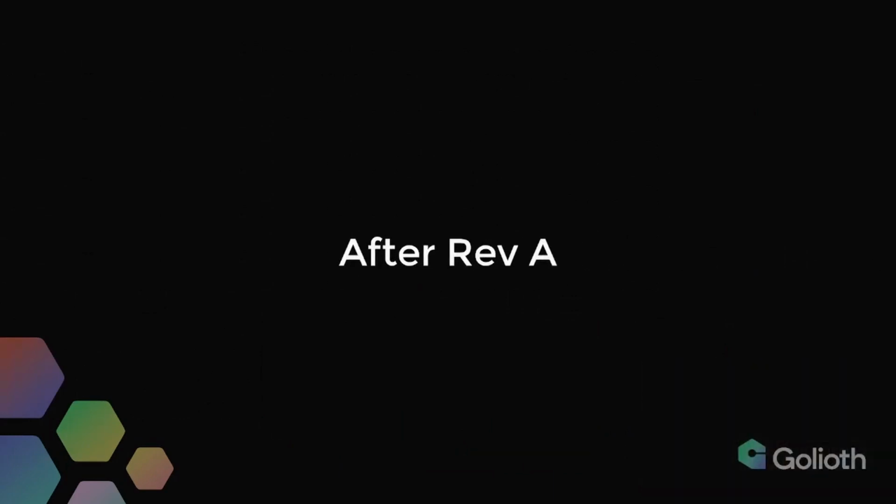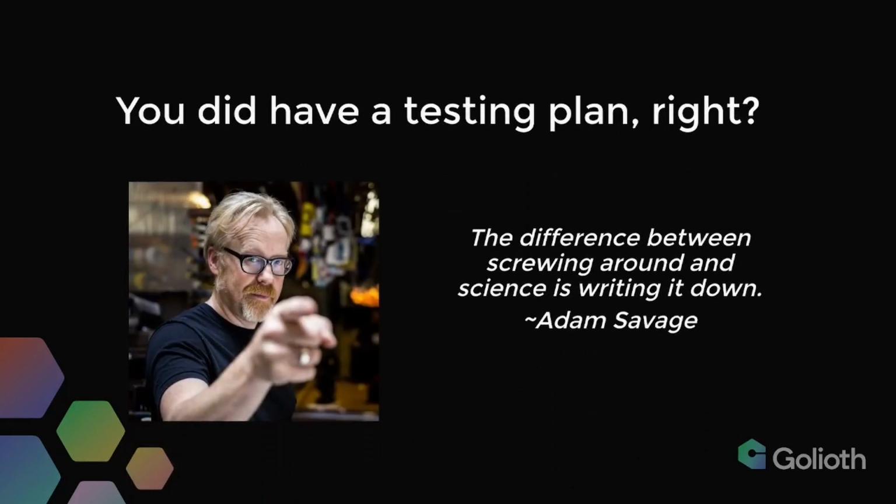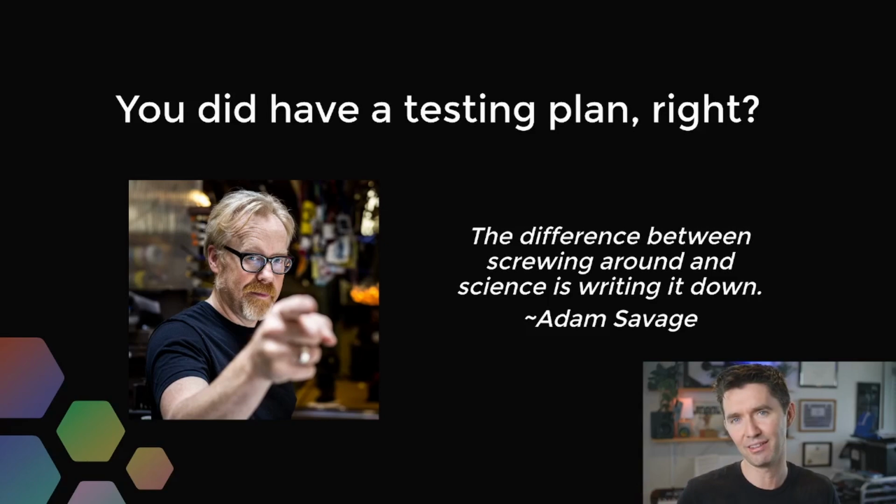Okay, so you've gotten through all of your Rev A testing, you've gotten out in the field, you think you're at the point where you've run through all your different tests, you check your testing plan, of course, and you make sure that you actually covered everything that's in there. And this is where I will call out once again, you did have a testing plan, right? Because if you thought at the beginning, well, I'll just kind of figure it out, there's no big deal, I know what I need to be testing here. If it's not written down, you don't really have a testing plan.